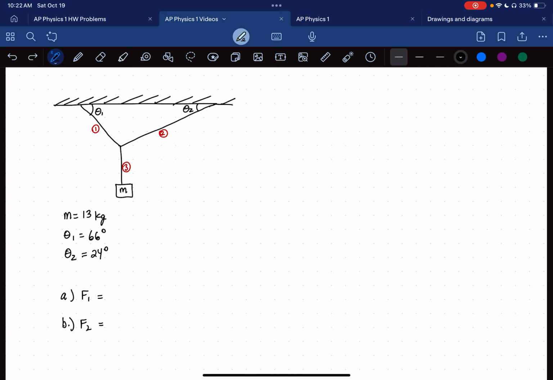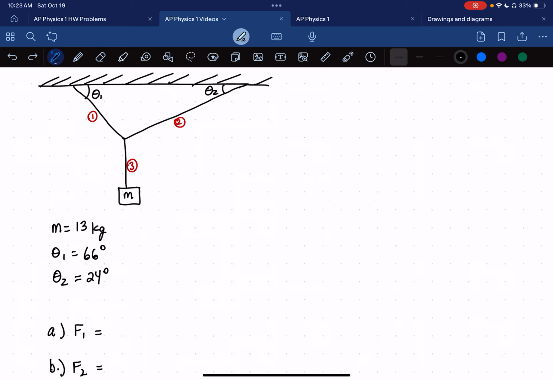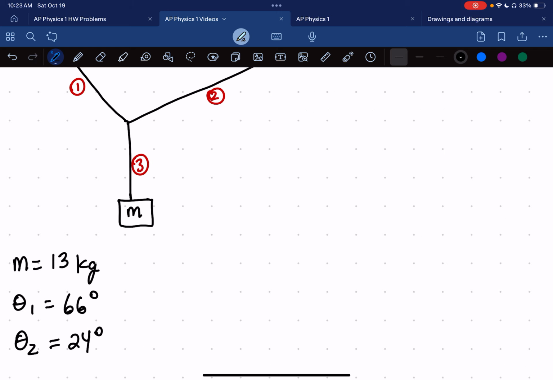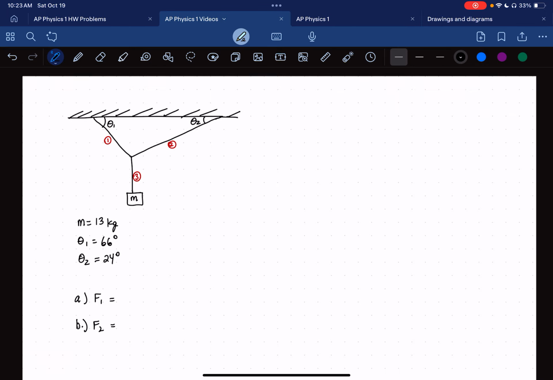And what we have here is a fixed surface up at the top. There are two strings attached to that surface, string number 1 and string number 2. This is angle theta 1 and this is angle theta 2, different angles. And those two strings meet here where it's connected to another string, string 3, that is holding a block of mass m at the very bottom.